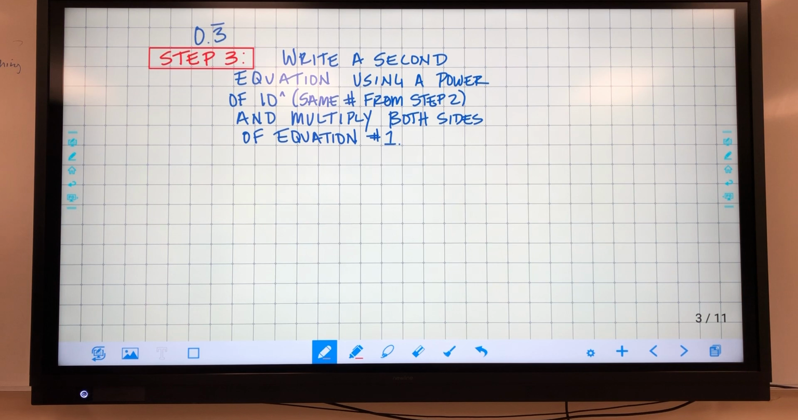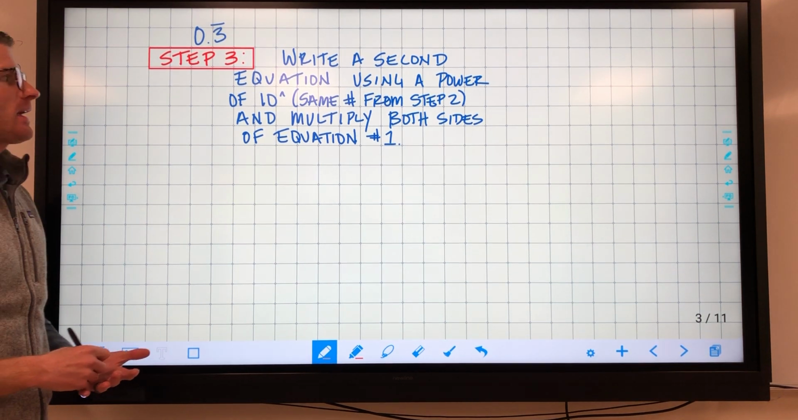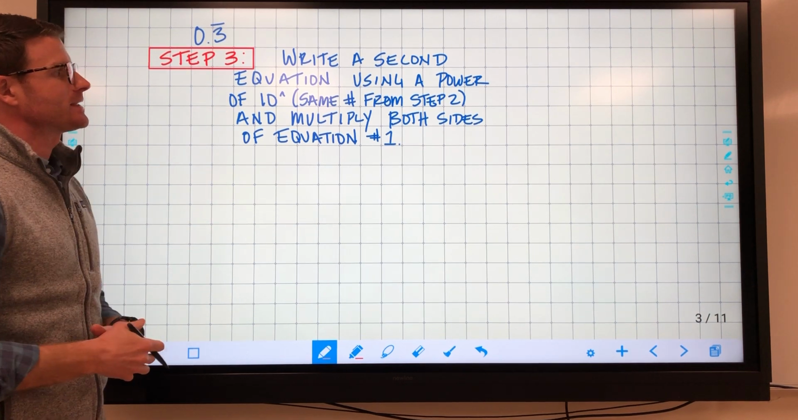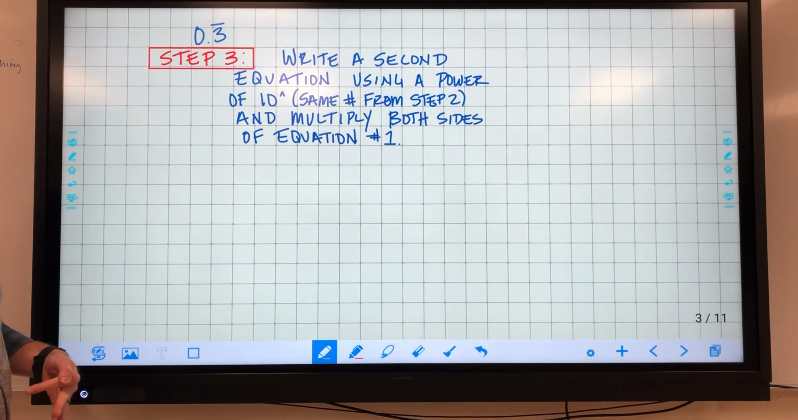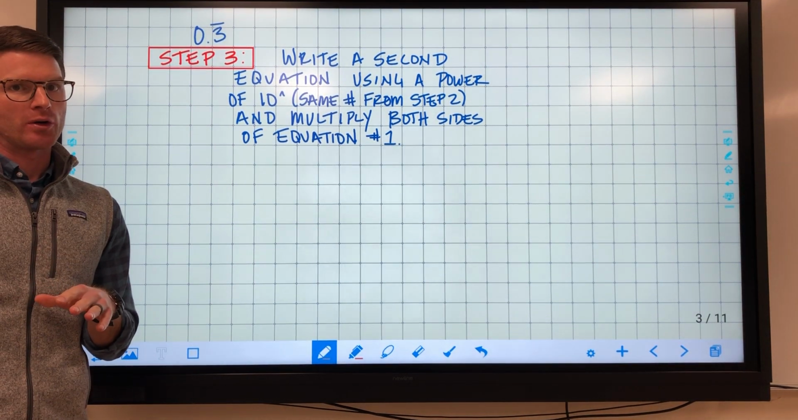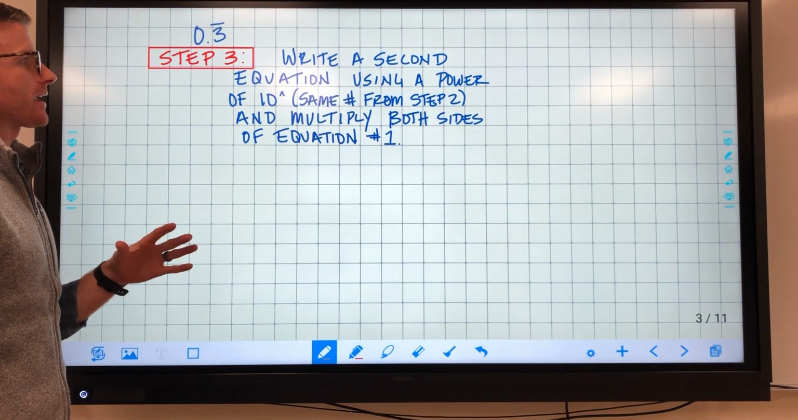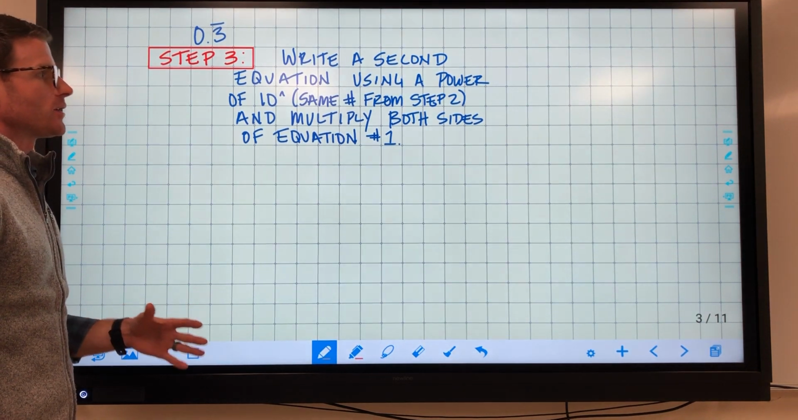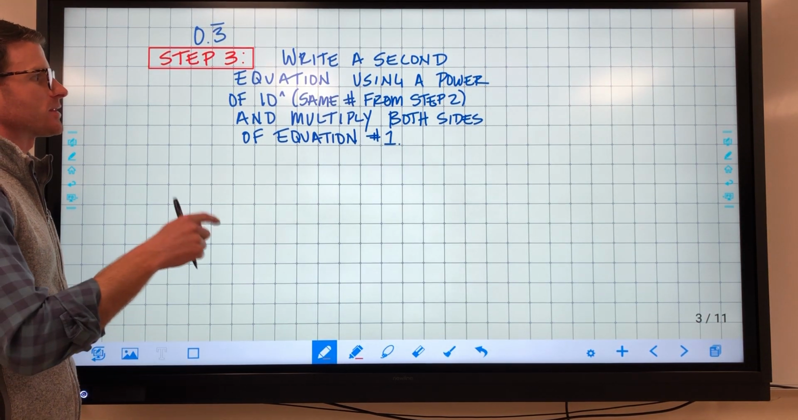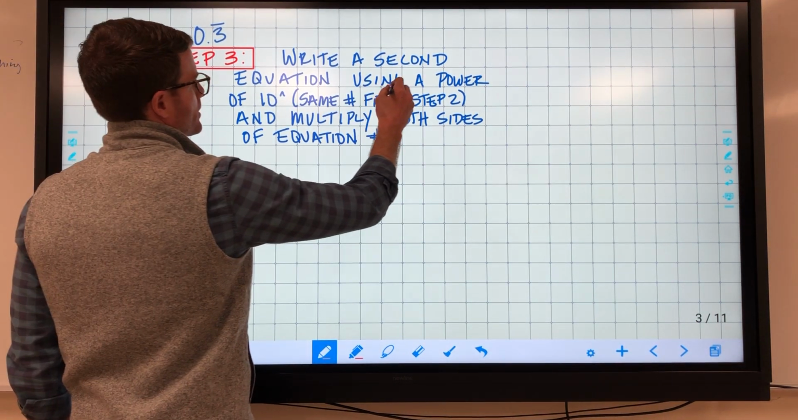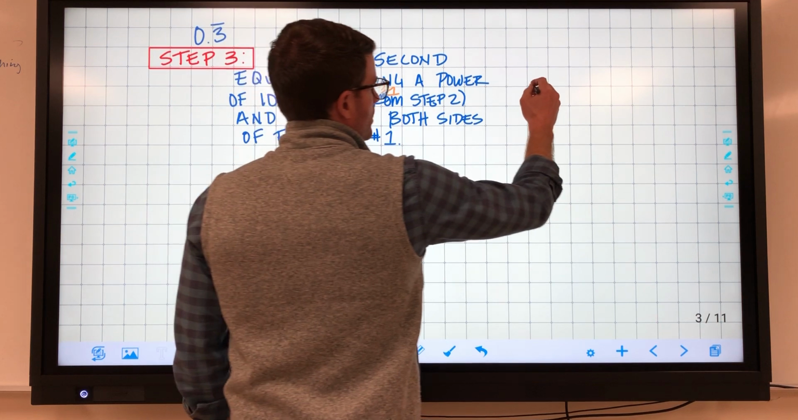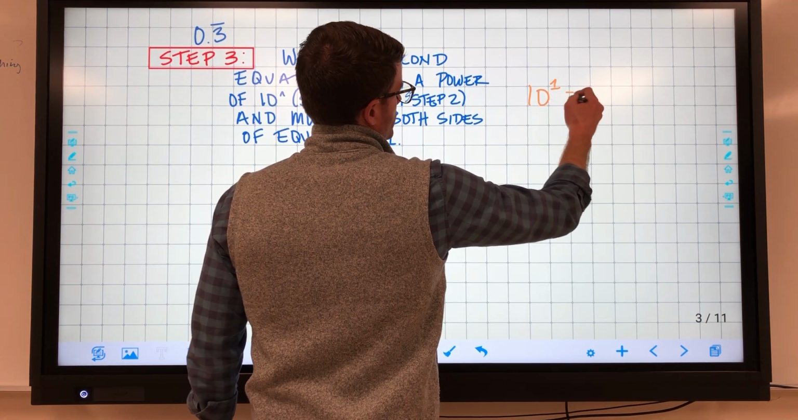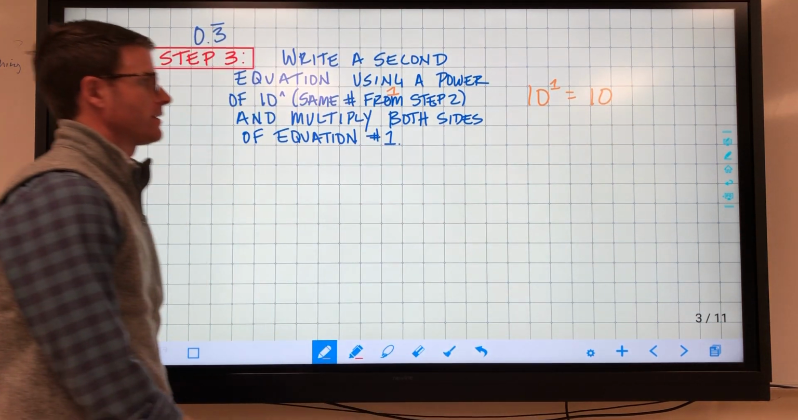All right, step 3. I'm going to write a second equation using a power of 10 to the same number from step 2 and multiply both sides of equation number 1. All right, a lot going on here. So I'm writing a second equation using a power of 10 to the same number from step 2. So I know this is a 1, right? So I'm going to use 10 to the first power, which is really just 10, right? 10 to the first is 10, okay?